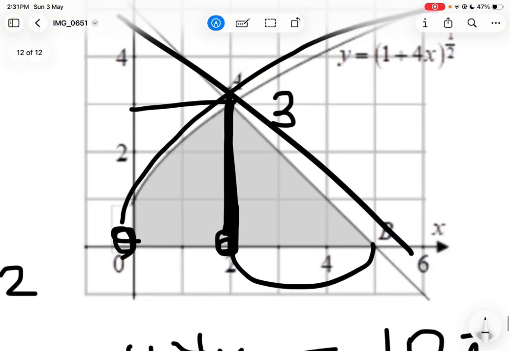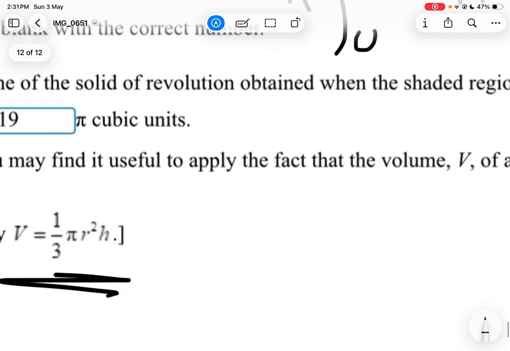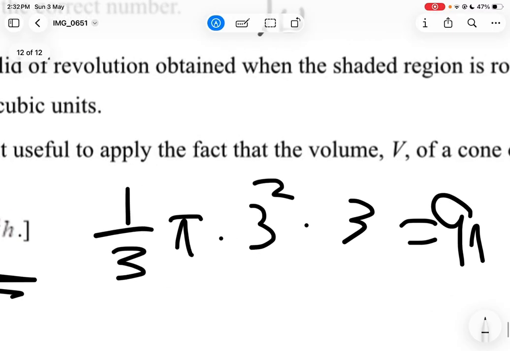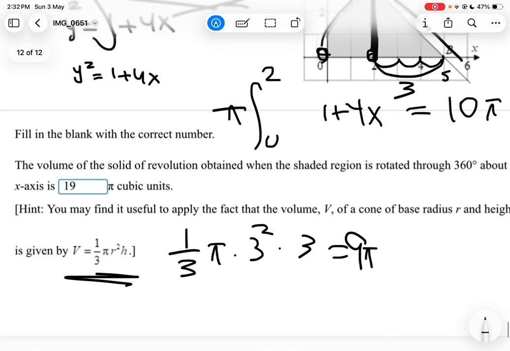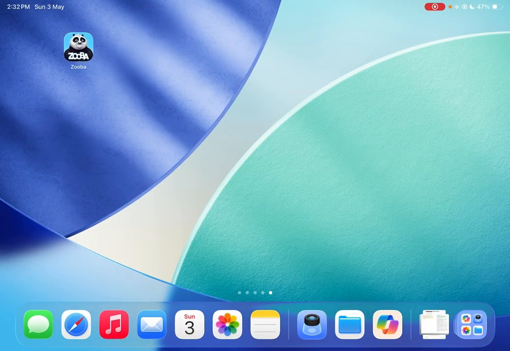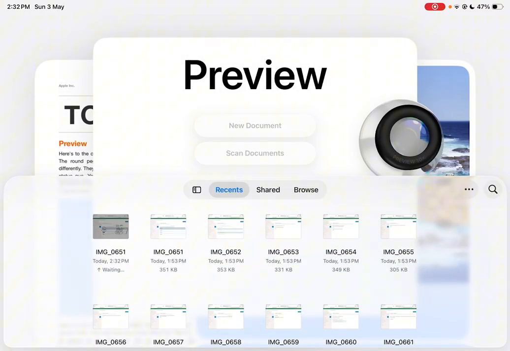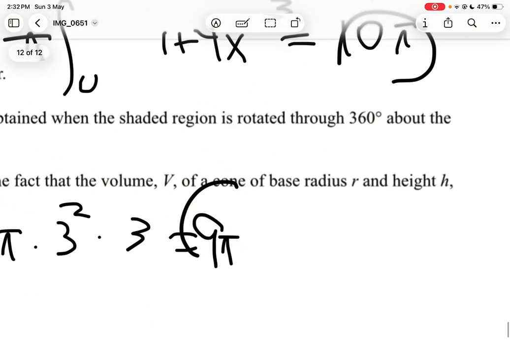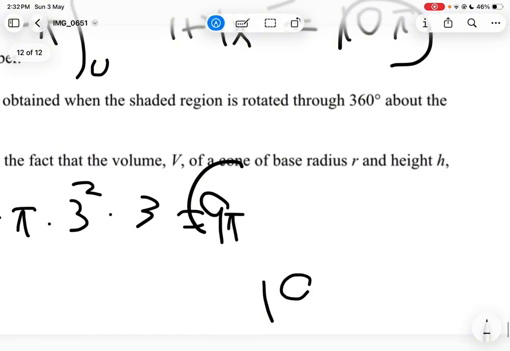This one, the height is here. 5 minus 2, which is this 1, 2, 3. So r is 3 and the height is 3. So you can easily now just do 1 over 3 pi times 3 squared times 3. And on the calculator, 1 over 3 times pi times 3 squared times 3, and you'll get 9 pi. Okay, that's your answer. And then you add both of them. So you have 10 pi plus 9 pi, it will be 19 pi. And that would be your final answer.